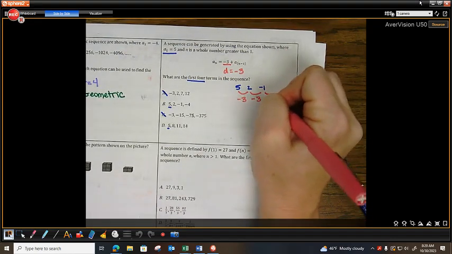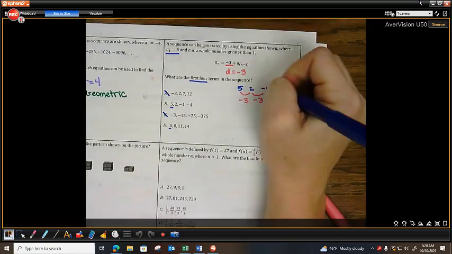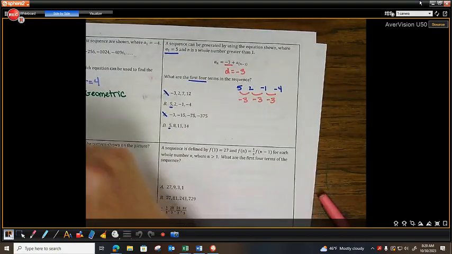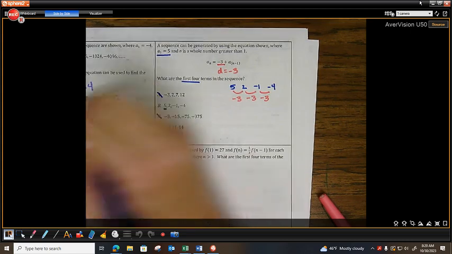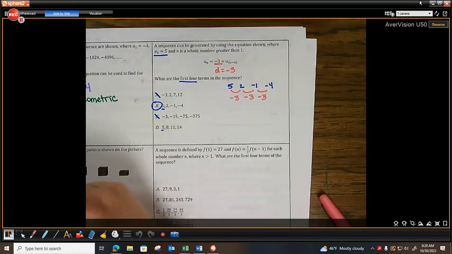And then negative 1 minus 3. Negative 4. You went 1 too far. Okay, so what's my answer? B. Done. Good?